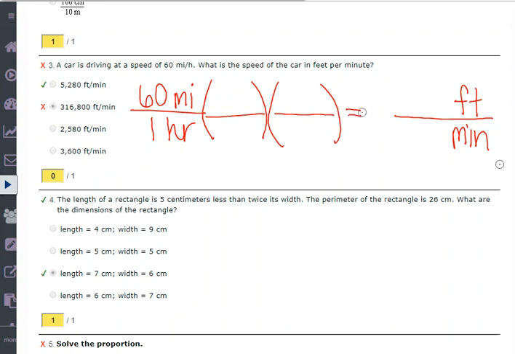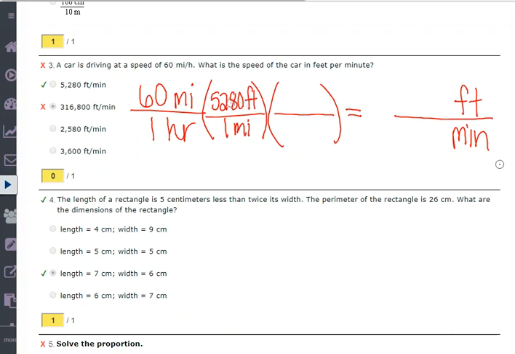So my first conversion is converting miles to feet. You need to know how many feet are in a mile. There are 5,280 feet in 1 mile. So I'm going to put 5,280 feet up top and 1 mile on the bottom. The conversion that you use has to be a true statement. These two things have to equal each other. 1 mile equals 5,280 feet.